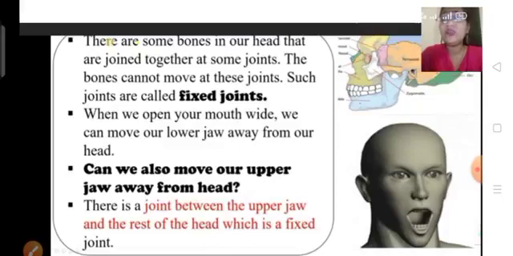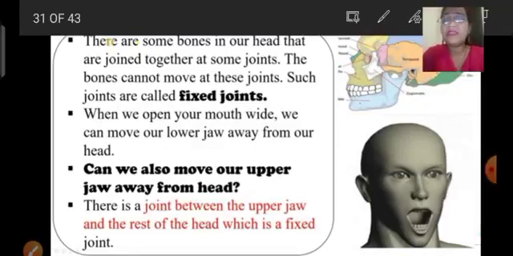Because there is a joint between the upper jaw and the rest of the head, which is a fixed joint. This kind of joint we call a fixed joint. In fact, in your entire skull, there is only one movable joint, the joint present between your lower jaw and the rest of the head. All the rest of the joints in the head are fixed and the bones cannot move at these joints.